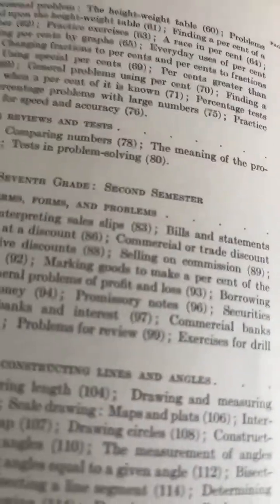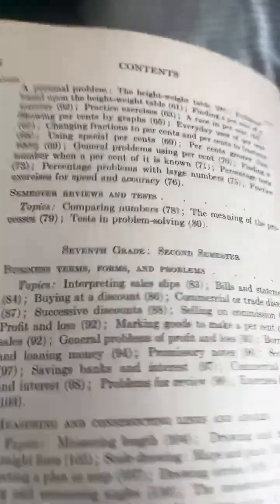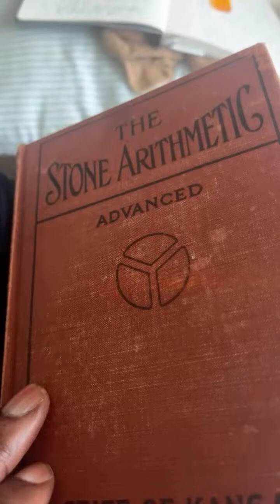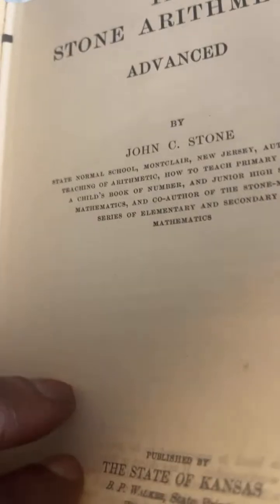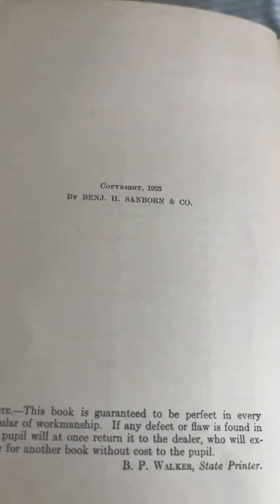I'm so excited about this math book. They call it Stone Arithmetic, Stone being the author, and it's put out by the state. So textbooks were put out by the state 100 years ago. This was published in 1923. So I don't have any copyright infringements on this.